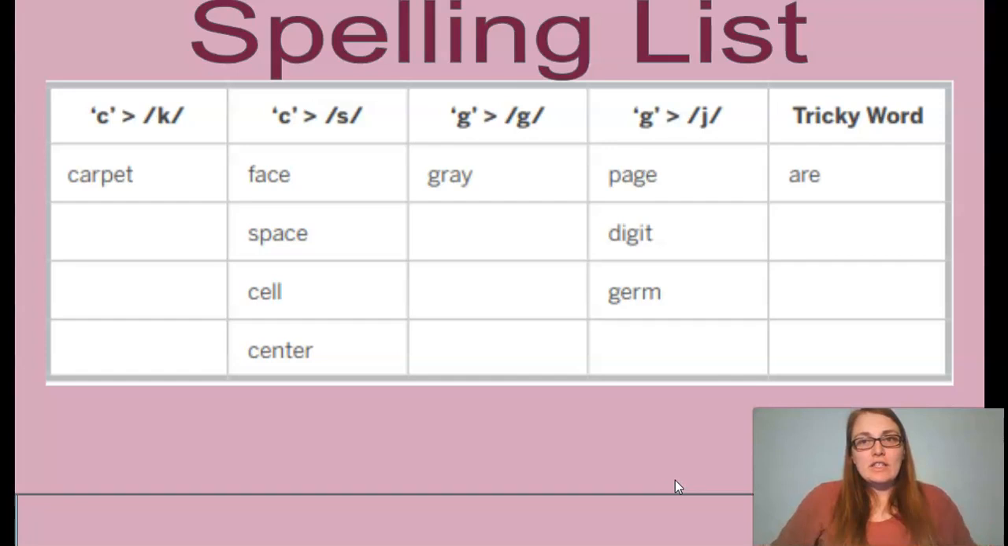Okay, now for our spelling list. We are looking at words with the letter C that make the k sound in some words and also the s sound sometimes. And then with the letter G, sometimes a g and sometimes a j. So for the k, we have carpet. For s, we have face, space, cell, and center. For g, we have gray. For j, we have page, digit, and germ.